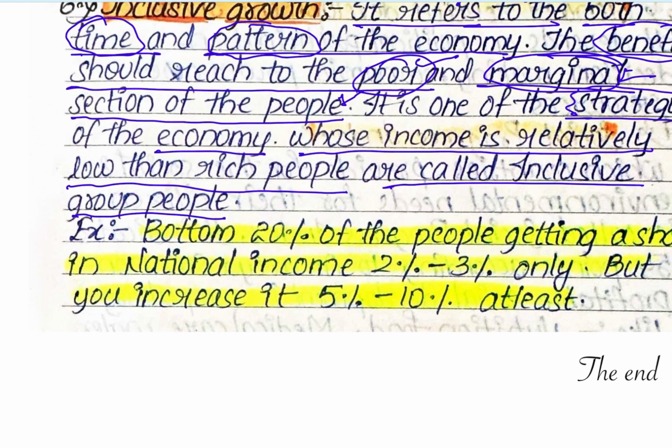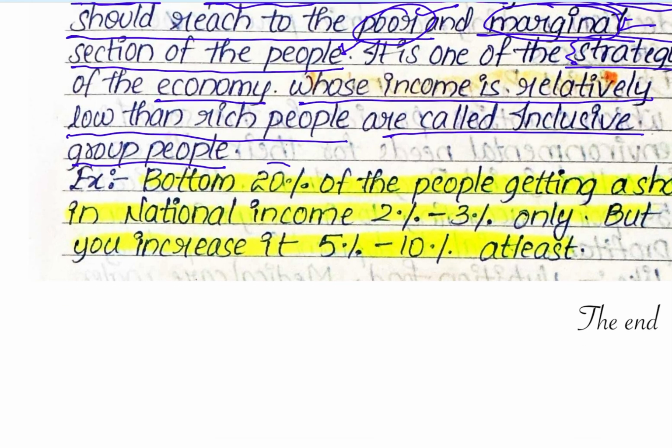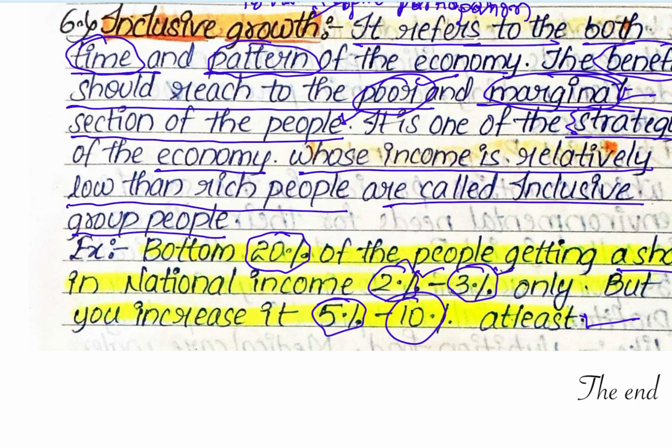For example, listen here, the bottom 20% of the people get a share in national income of only 2 to 3%. But we have to increase the share of the bottom 20% of the people to 5% to 10% at least. That is called inclusive growth.